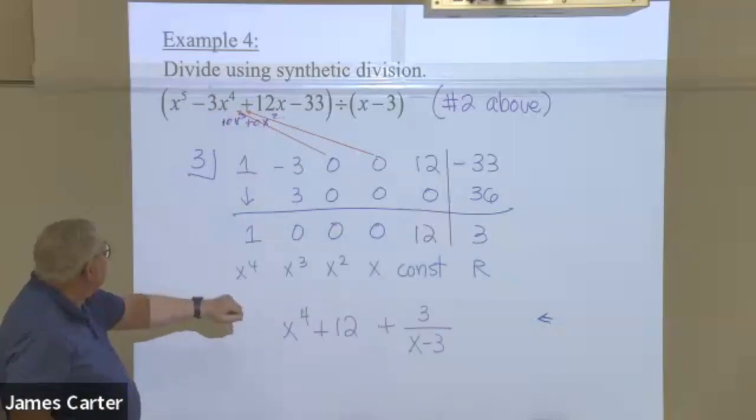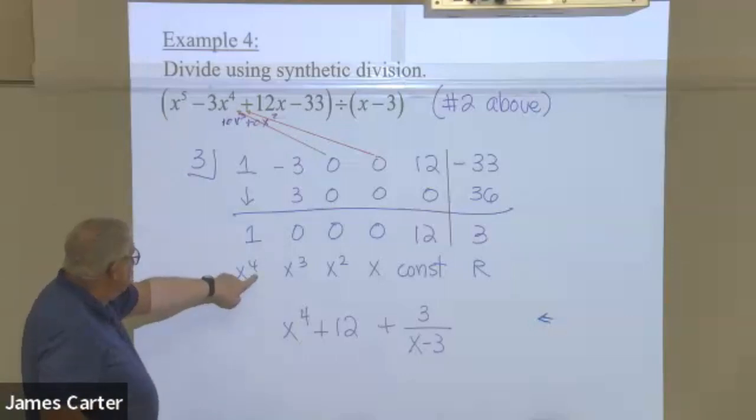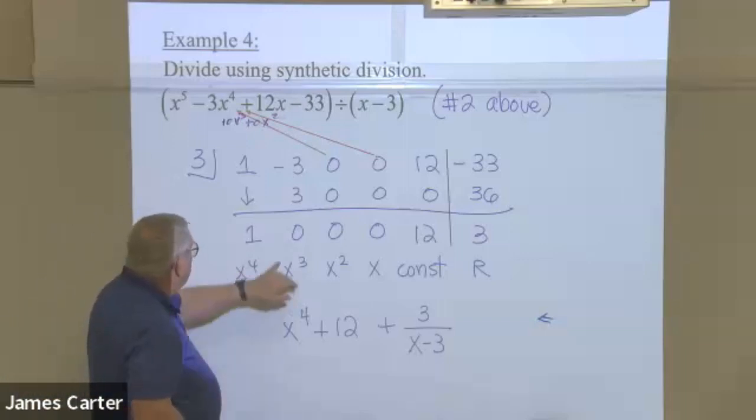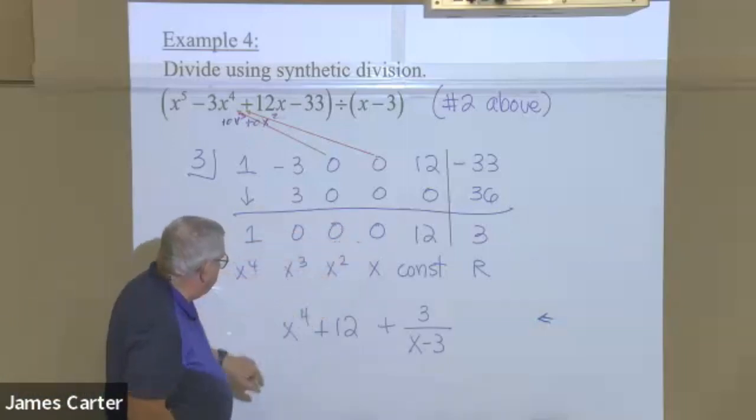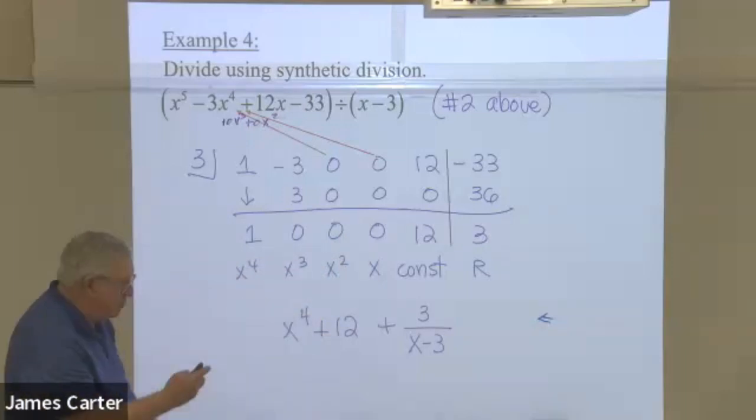Okay, here we're putting the powers back in. We started with a 5th degree equation and ended up with a 4th degree equation. We don't need to show the 0 terms. That's why we just have x to the 4th plus 12 here, and then the remainder.